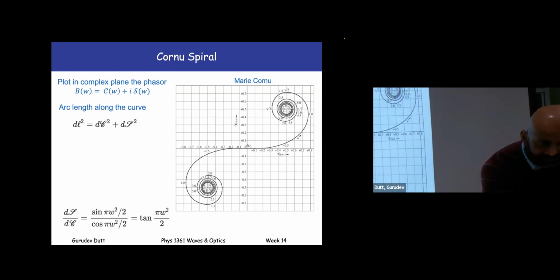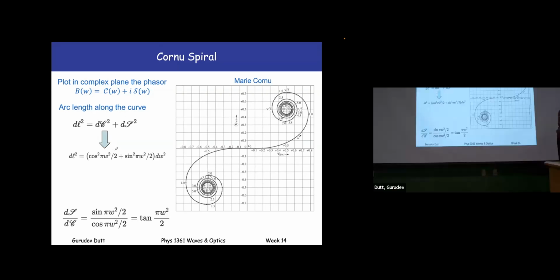If I give you W, that is just equal to this arc length along the curve, as shown by this proof here. So I take the first element, dc squared plus ds squared. dc squared is just the differential of that integral for the Fresnel integral. That's just cos squared of pi w squared over 2. Similarly, ds squared is just sine squared of pi w squared over 2 times dw squared. So I get dl, the arc length, is equal to dw.